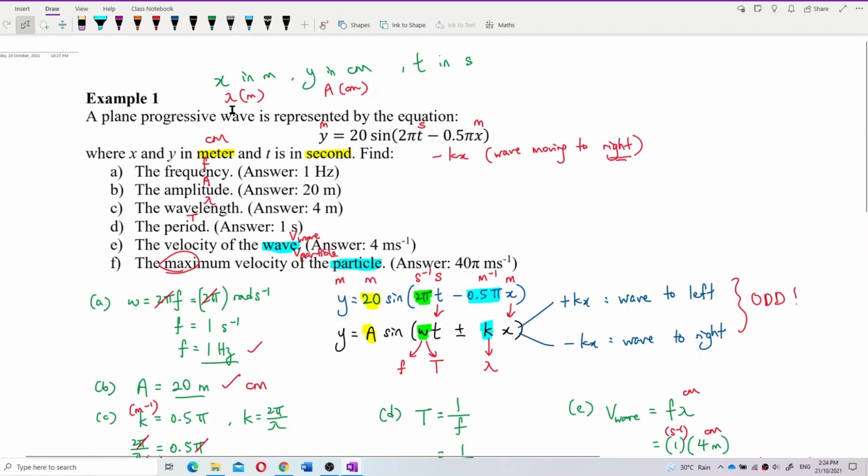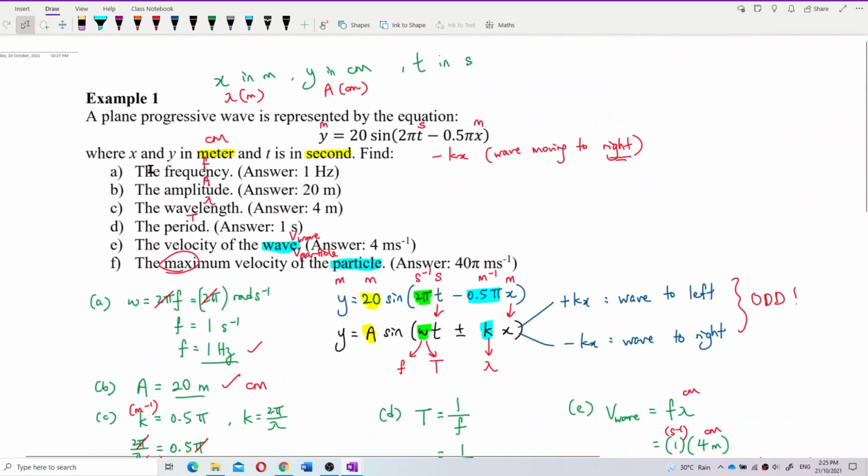Lambda always follows the x. X is in meter, so lambda will also be in meter. And the amplitude will follow the displacement, y. If y is in centimeter, then the amplitude will also be in centimeter. Amplitude always follows the displacement. Okay, so be careful with the unit.